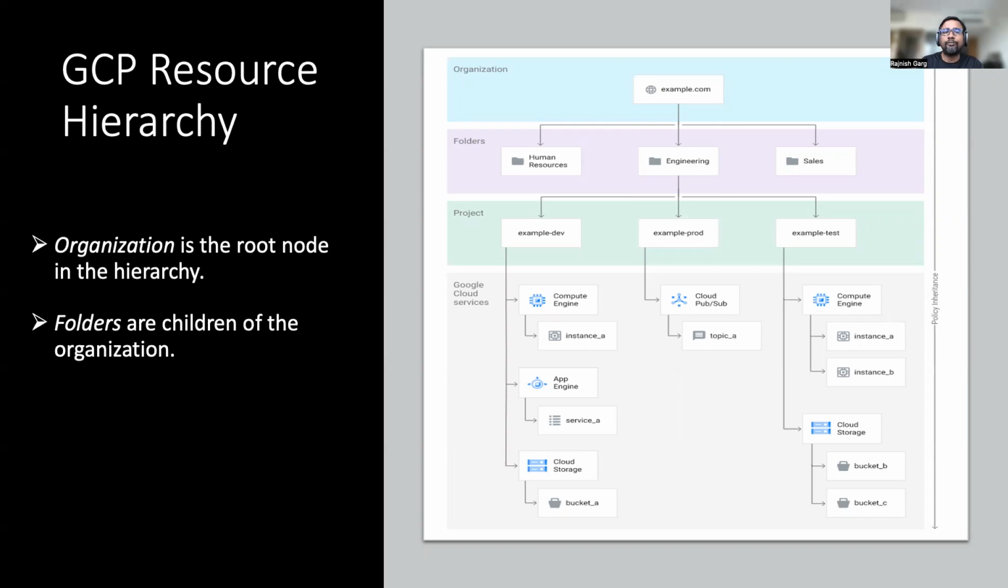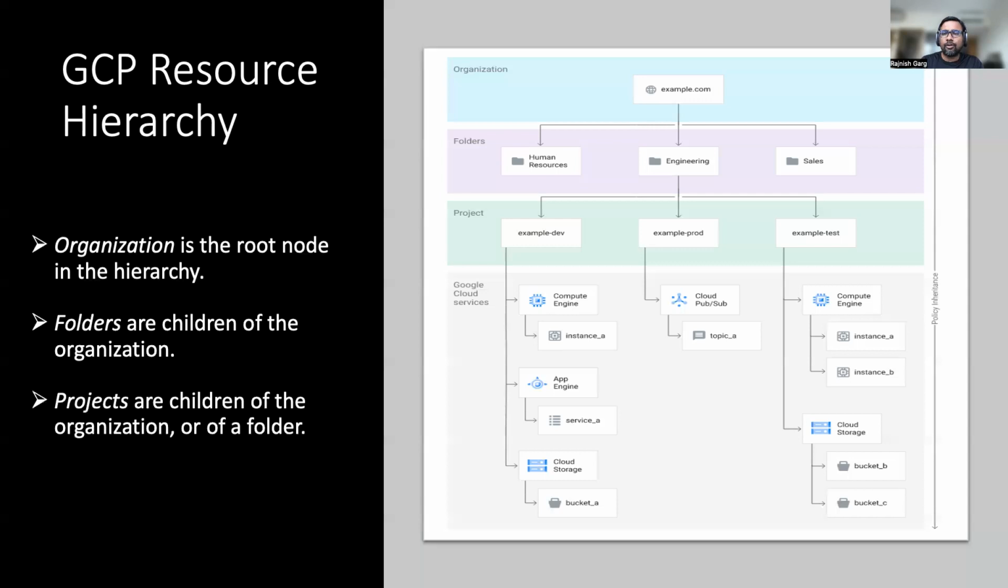The second one is called folder. The folders are children of your organization, or some people call a folder an organizational unit as well. Basically, you can create an OU per group in your organization. In this picture, you can see there are 3 different OUs: human resources, engineering, and sales.